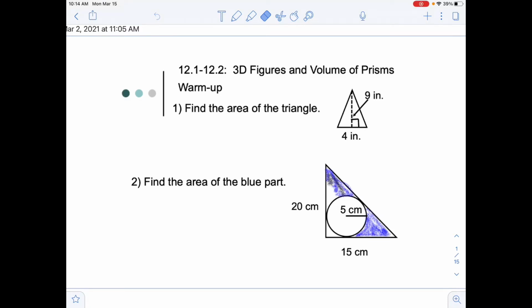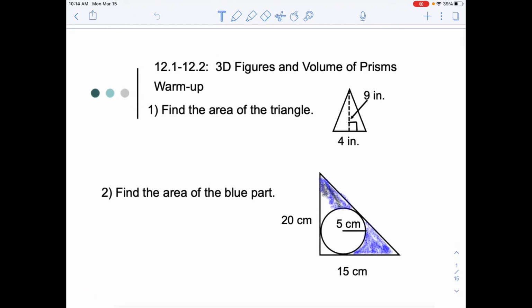Today we're going to be doing lesson 12.1 to lesson 12.3, which is going to be on 3D figures and volumes of prisms. So there's two warm-up problems. I want you to try them, and then we will go through them together. Number 1 says find the area of the triangle.